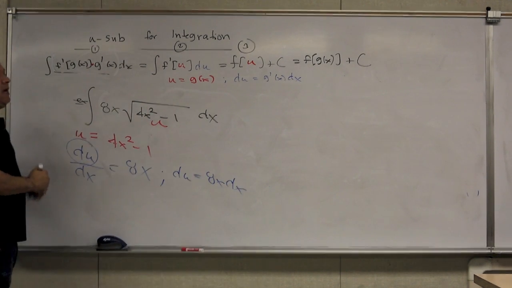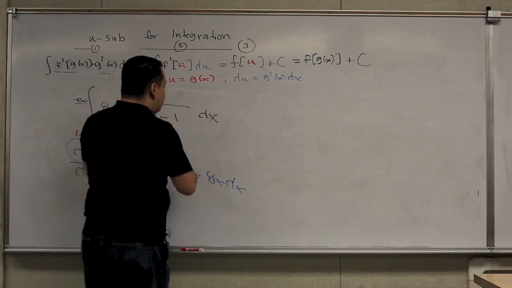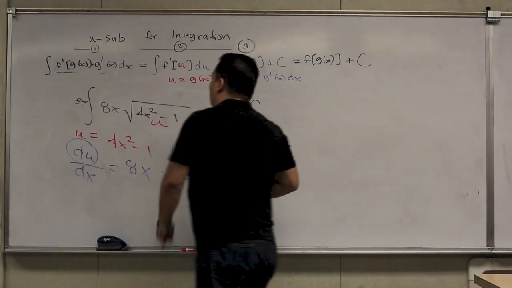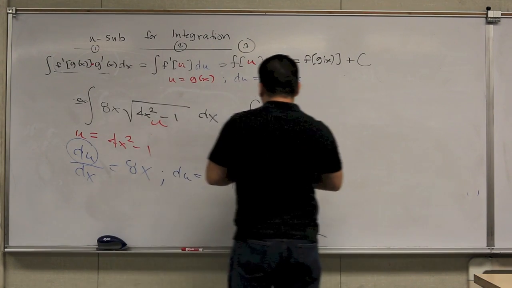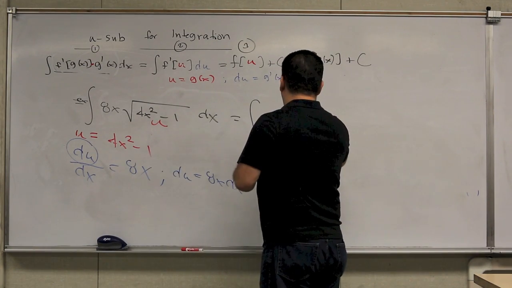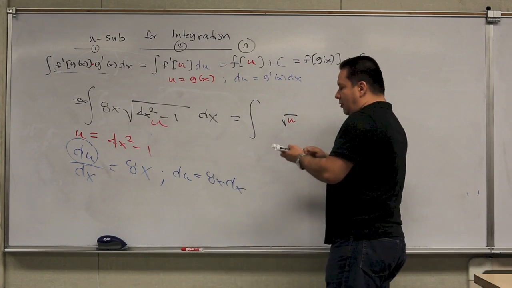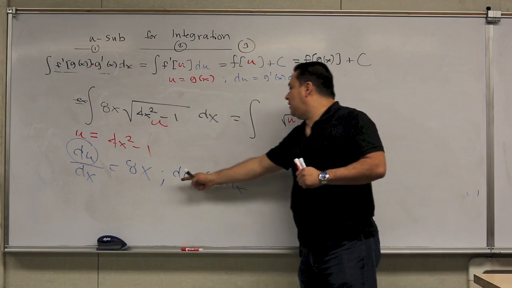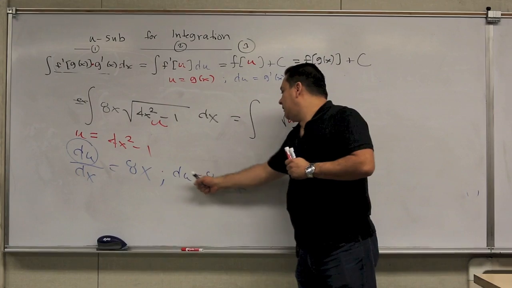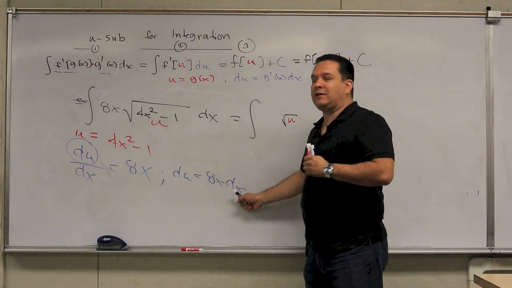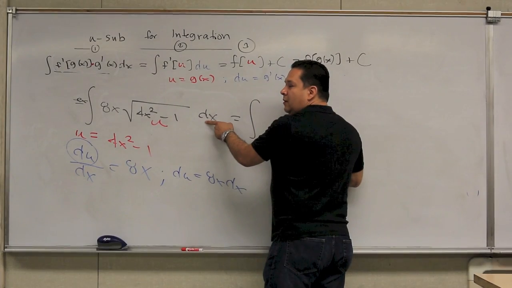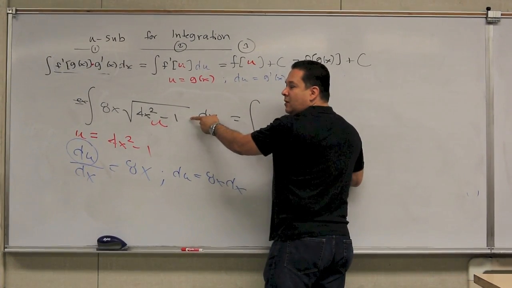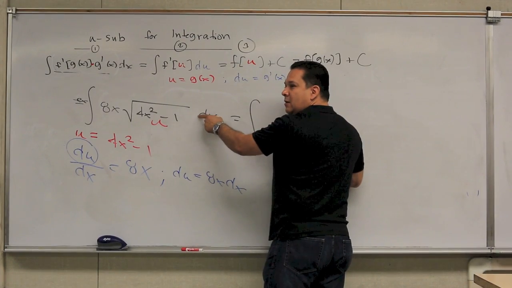Now, this is what I'm saying here. When you integrate this, I have the square root of u here. And then, what do you guys notice? My du, which would go back here, is a product 8x dx. So I got dx here, but my 8x is missing. It's not next to my dx, right?